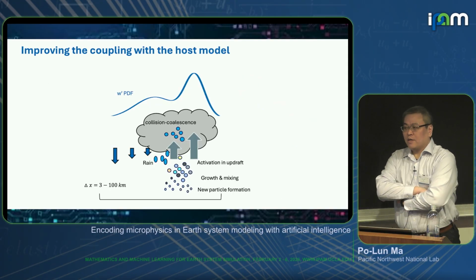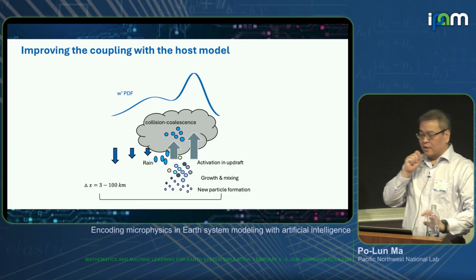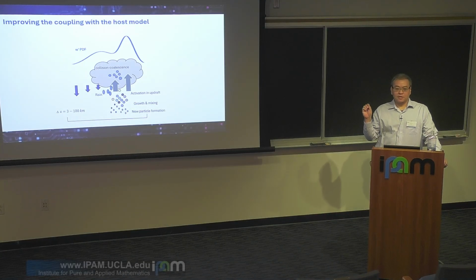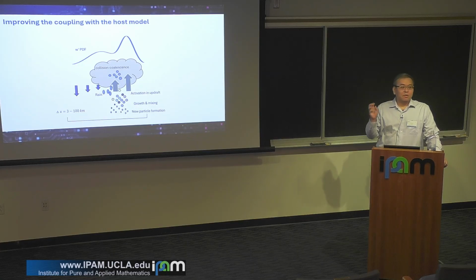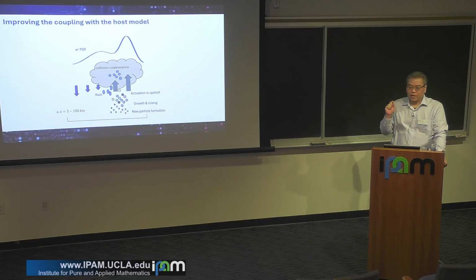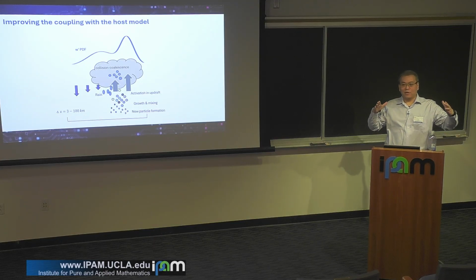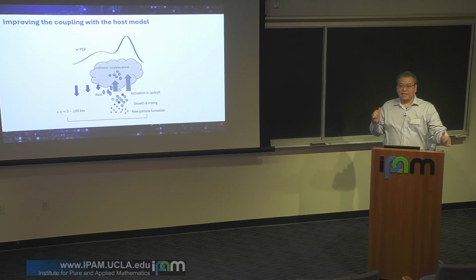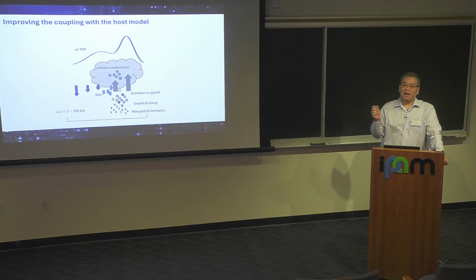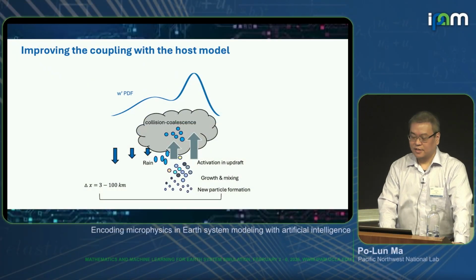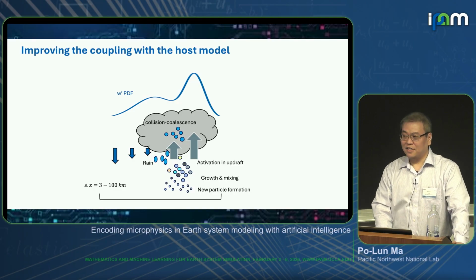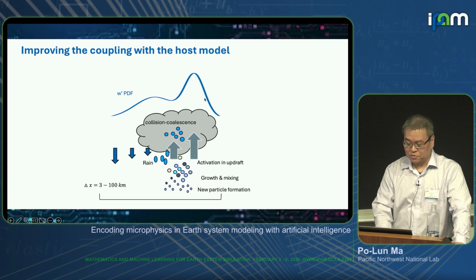Okay, and on top of that, after the activation parameterization is done, we still need to couple it with the model. And the current way of coupling the model is that we take the grid box, 100 kilometer grid box, TKE, and then calculate the square root of that and times a scale factor, and use that to be the proxy for updraft velocity. And that's clearly not the right approach.